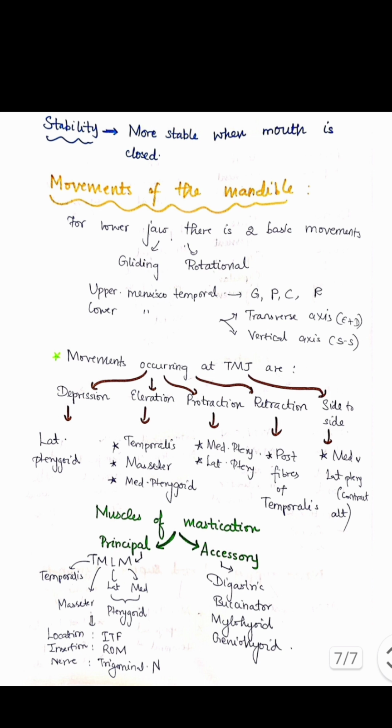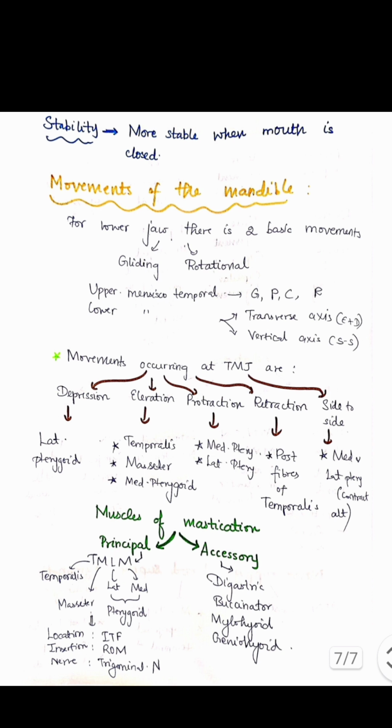The movements occurring at the TMJ are depression caused by lateral pterygoid, elevation caused by temporalis, masseter and medial pterygoid, protraction caused by both medial and lateral pterygoid, retraction by temporalis, and side to side movements by medial and lateral pterygoid contracting alternately. To summarize, elevation and retraction are caused by the common muscle temporalis, and protraction and side to side movements are caused by contraction of the medial and lateral pterygoids.